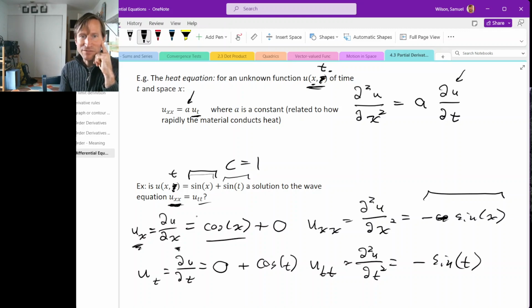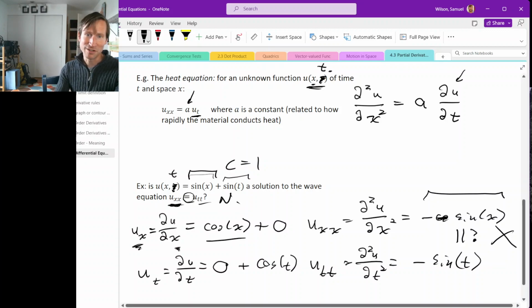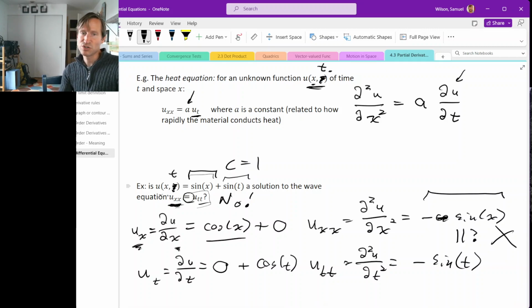Okay, and now we have to check, does this function satisfy this equation? Are these two things equal to each other? Well, no, they aren't. So this function is not a solution. It does not satisfy this partial differential equation for some patch of the xt plane.